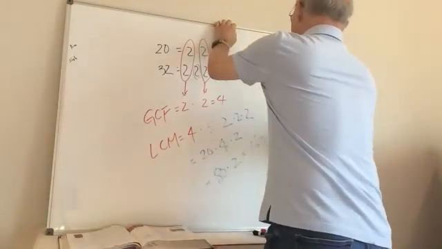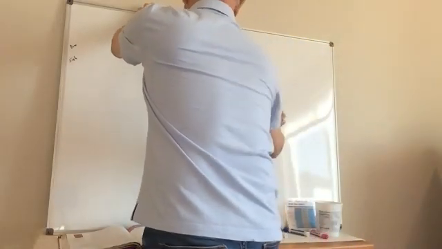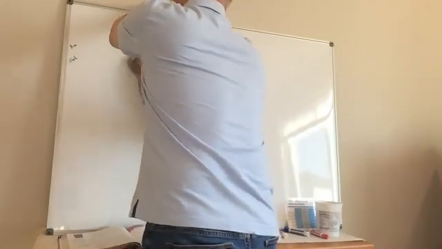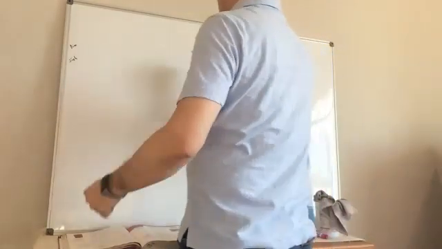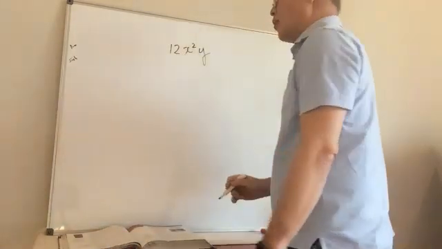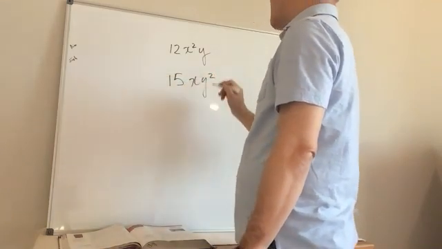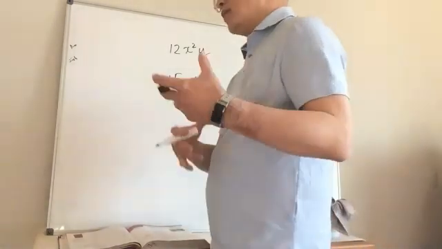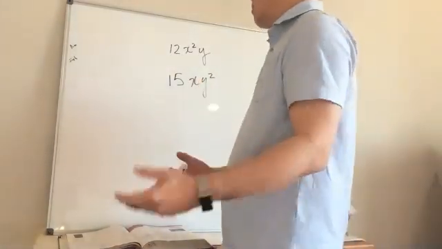So the other portion of this is when we start talking about the variables. If I have a variable here, how does that change everything? Let's say that I have 12x squared y on one, and on the other one I have 15xy squared. And I want to find the greatest common factor and the least common multiple, okay?